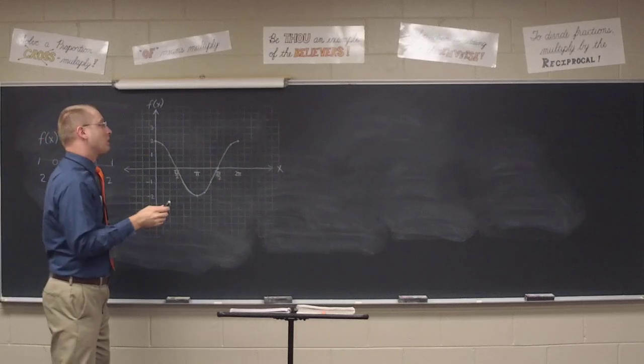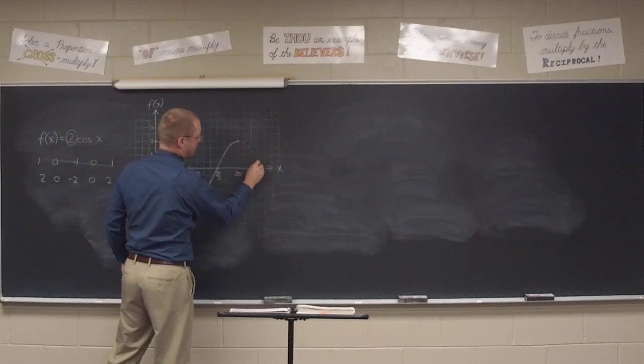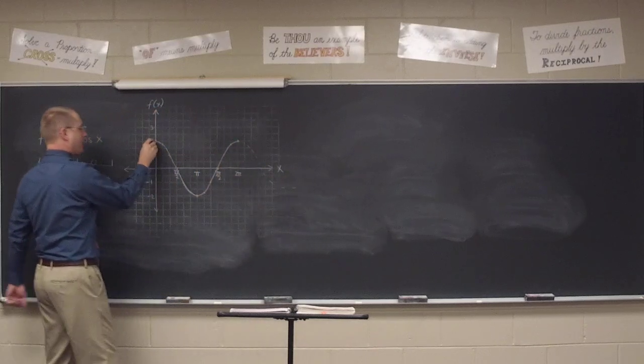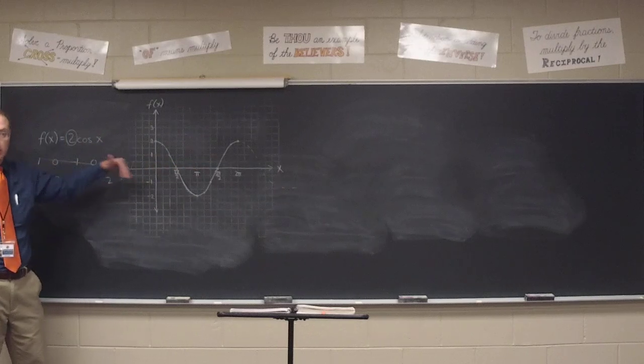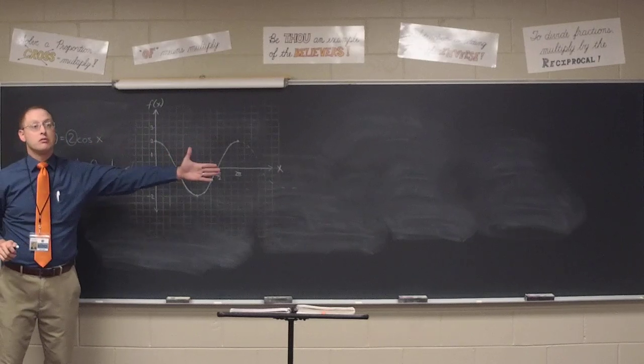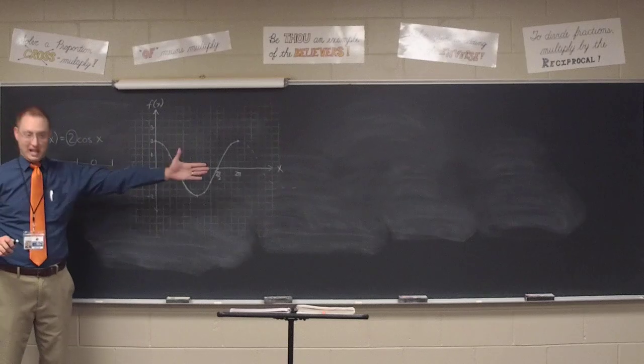All right. Now, of course, it would keep going if we wanted to. It would just keep going and going and going. So we say that the domain of the curve, class, is negative infinity to infinity. All real numbers.